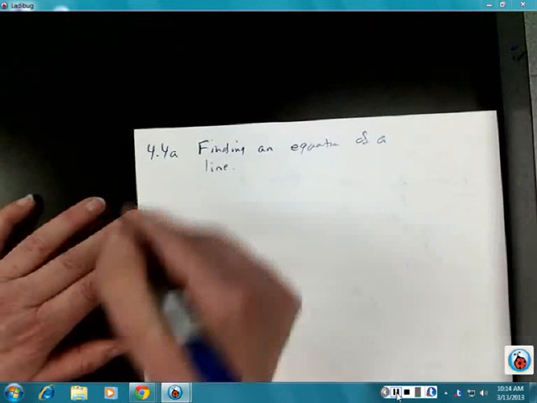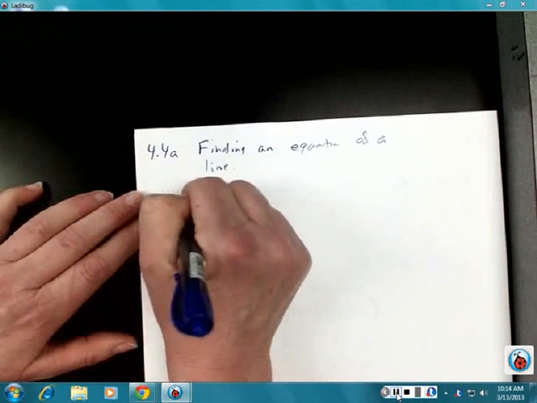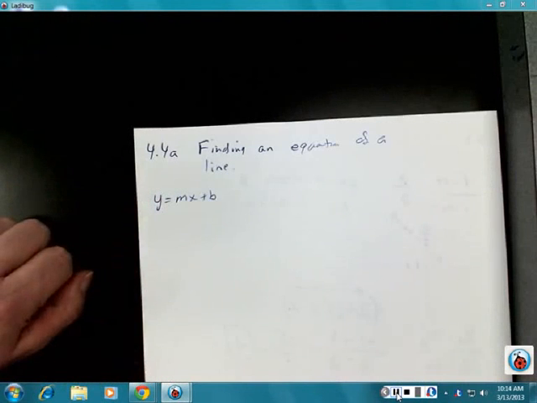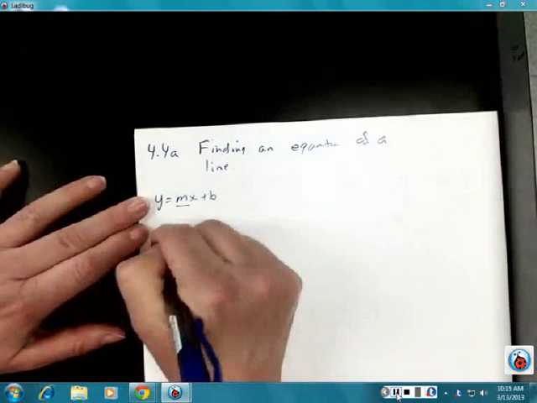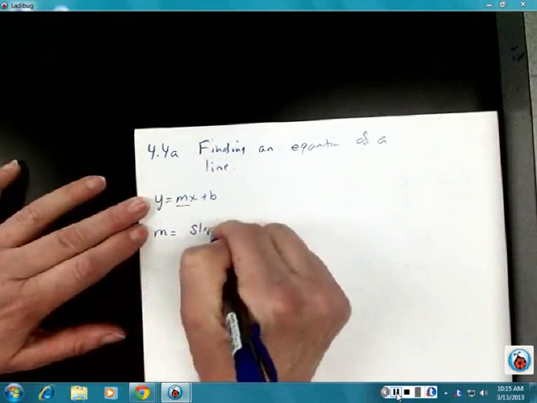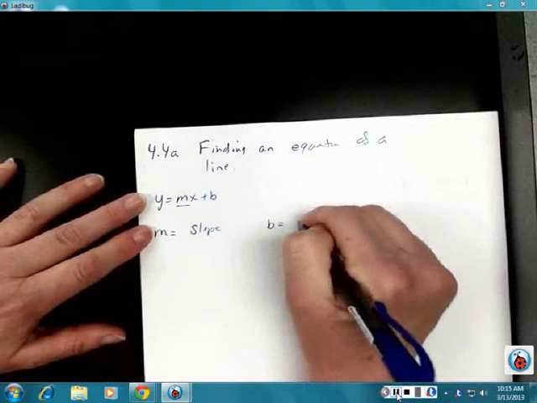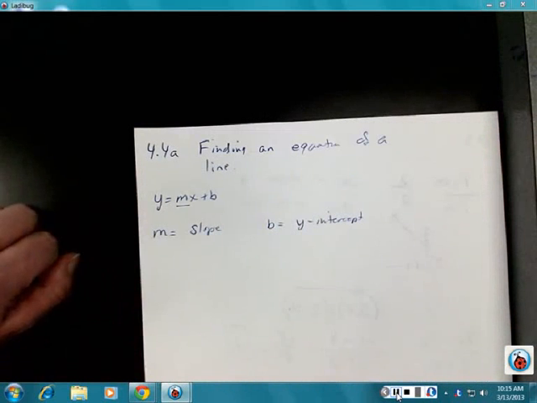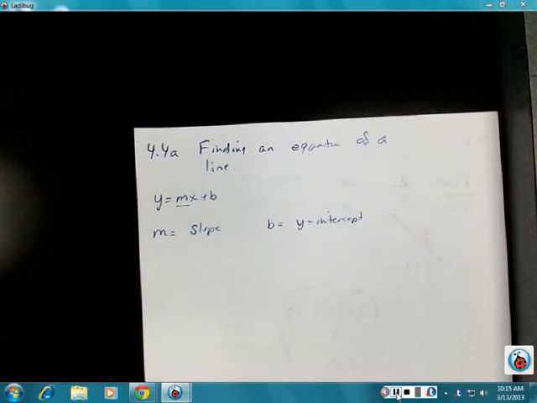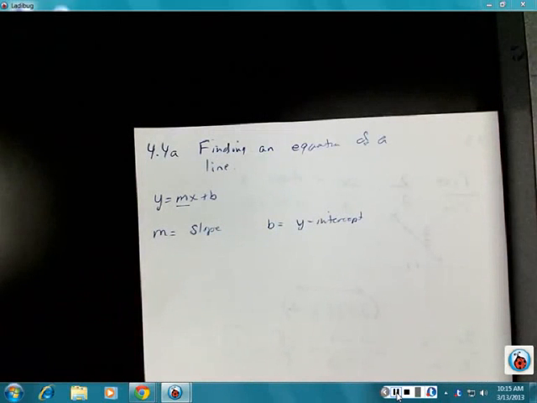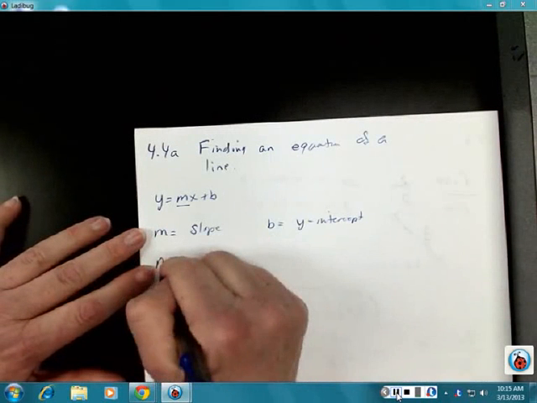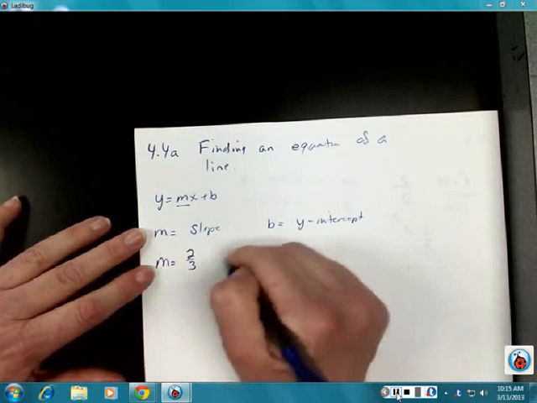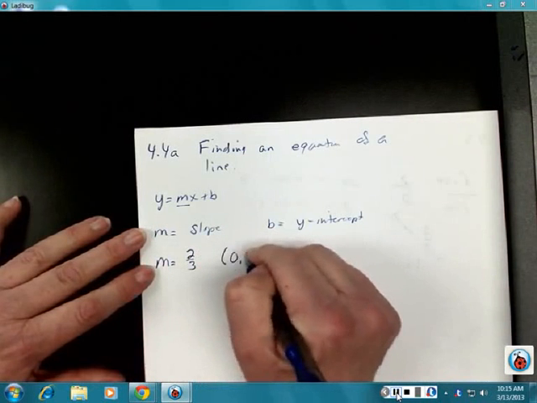On Monday, I told you about y equals mx plus b. Remember that? m was your slope, and b was your y-intercept. So remember that part? Okay. In here, what you may find is they give you the slope is 2/3, and they give you a point of (0, 4).